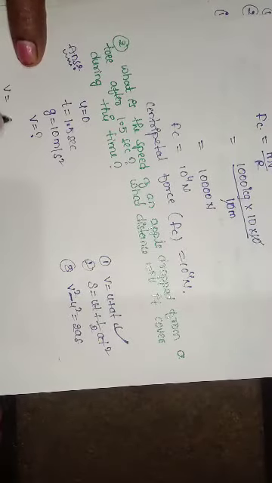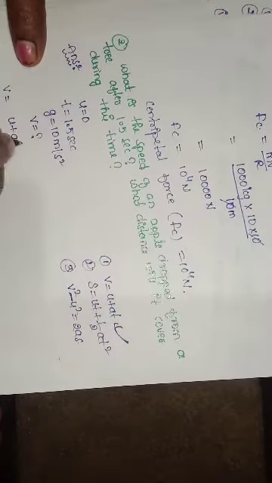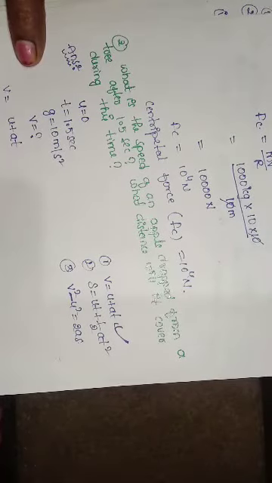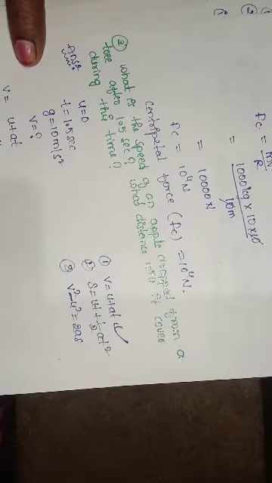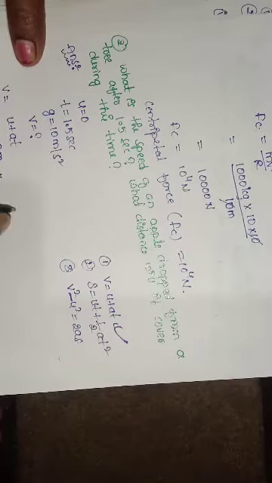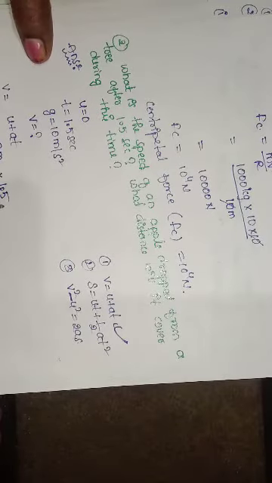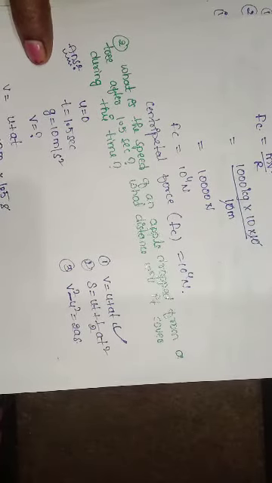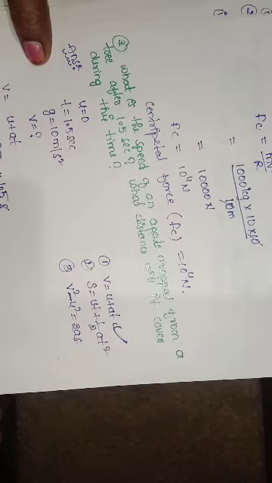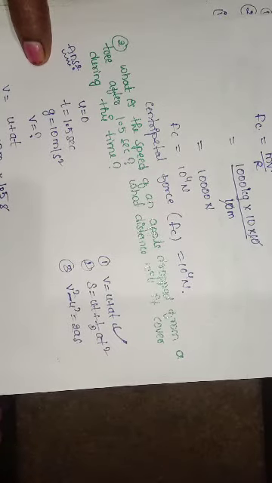So v is equal to u plus at. Here u is 0, plus a is 10 meters per second square, and t value is 1.5 seconds. The seconds will be cancelled here. 10 into 1.5 means 15 meters per second.